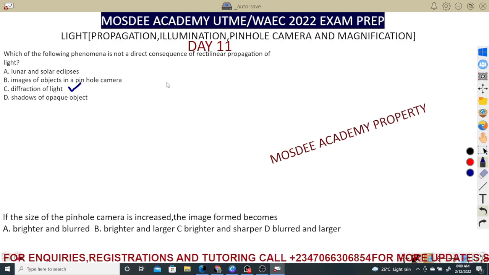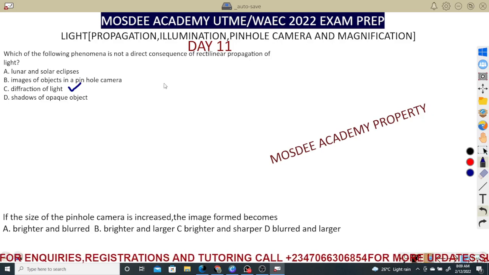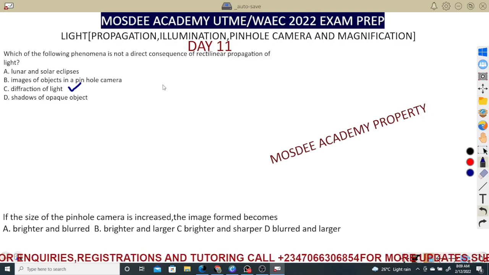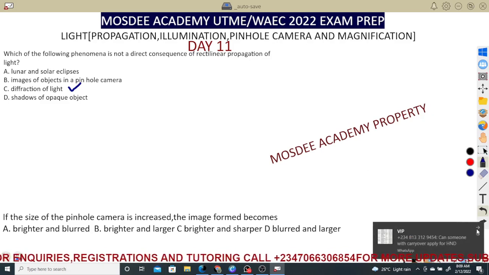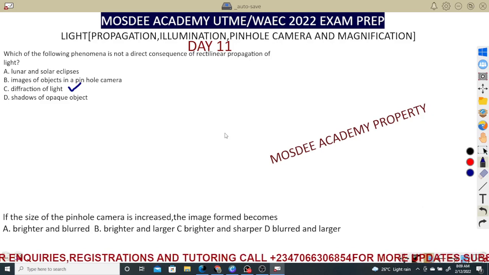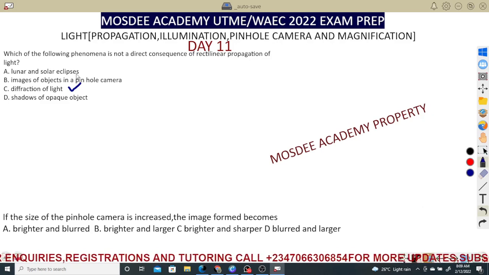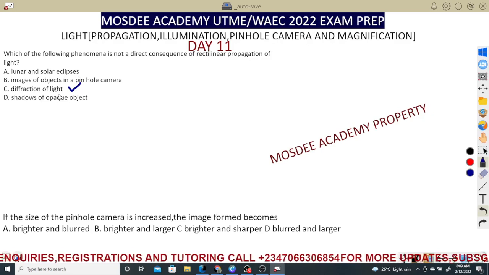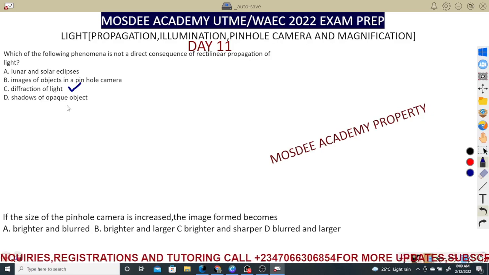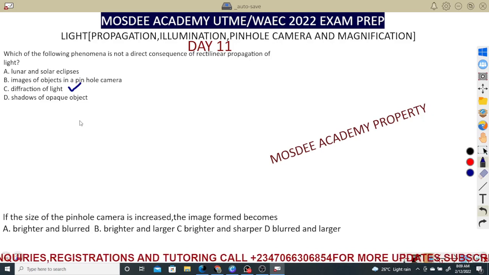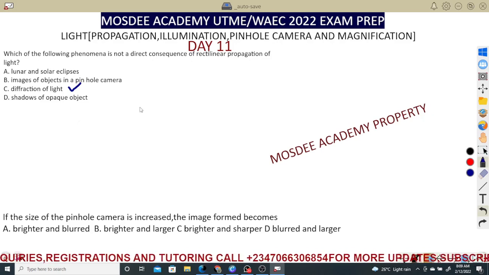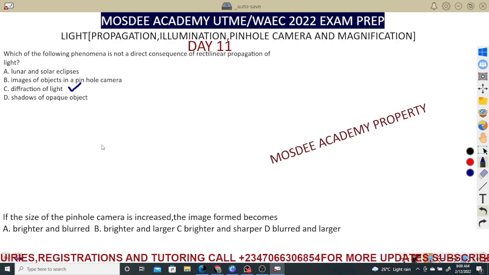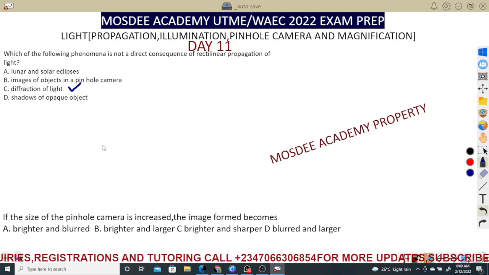I've talked about the propagation of light and how it is formed. So I talked about formation of shadows, formation of eclipse, and the pinhole camera. So this is eclipse, this is shadow, this is pinhole camera. The one that is not there is diffraction of light, which we are still going to talk about in the later part of our checklist. So that is the answer, because diffraction of light is not a consequence of rectilinear propagation.